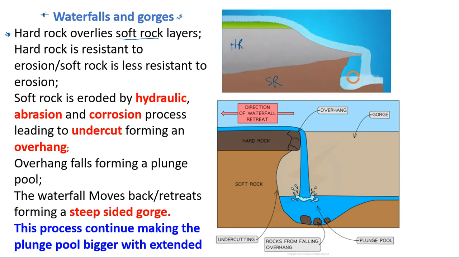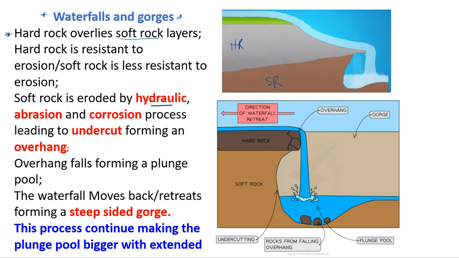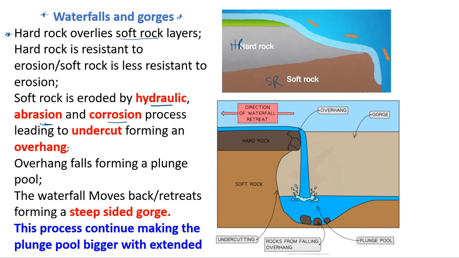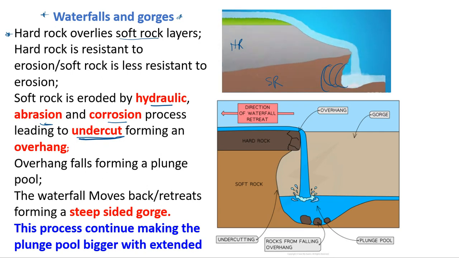Eroded through the process of hydraulic action, which is the force of the moving water, abrasion, which is when the particles rub against the bed and the bank, then corrosion, which is also referred to as solution. So once the soft rock gets eroded, it will lead to the formation of an undercut. So this part here that is being eroded forms the undercut. So here, as the soft rocks get eroded, this will lead to an undercut.